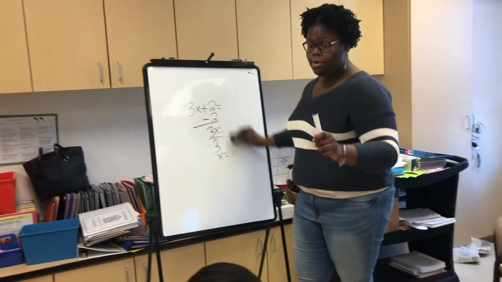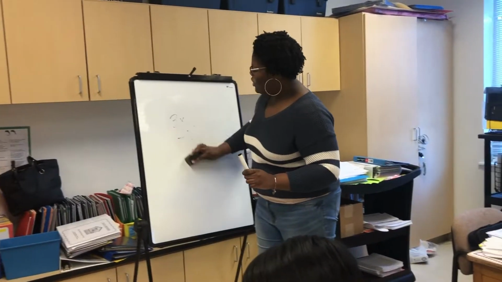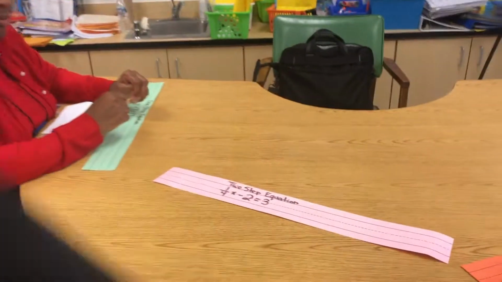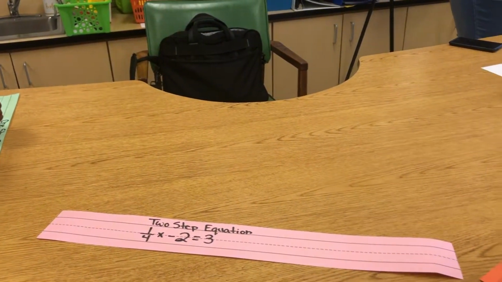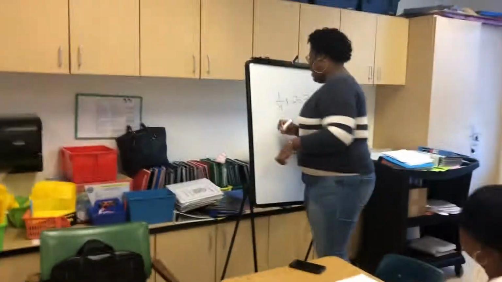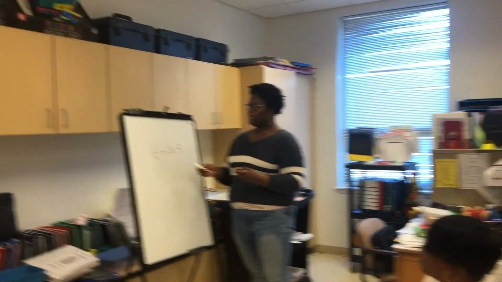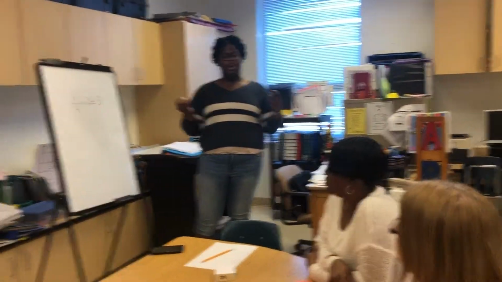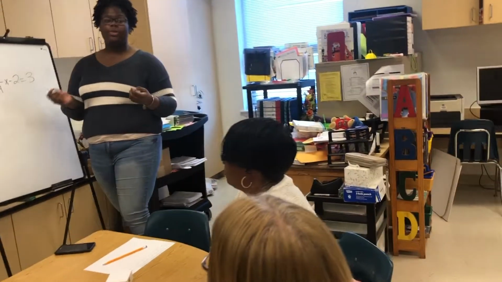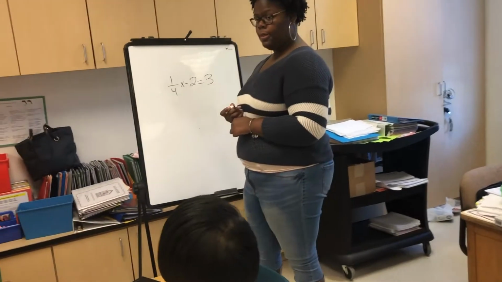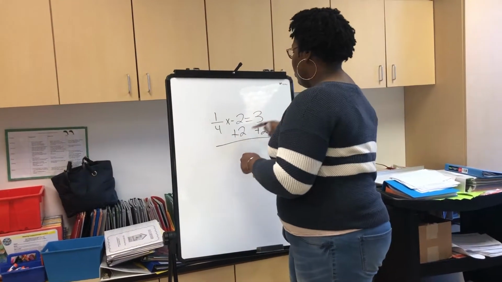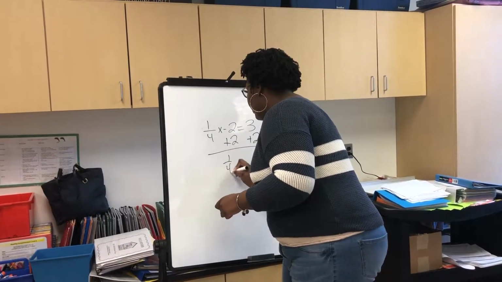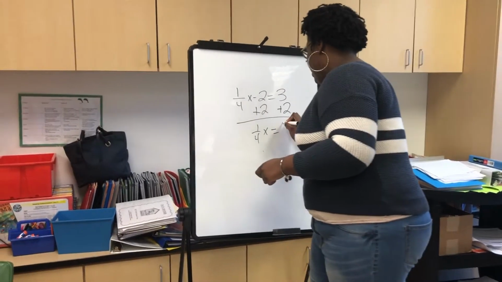We'll do one more example for you all. Who else has a two-step equation? I have a two-step equation. 1/4 x minus 2 equals 3. We want our variables on one side and our numbers on the other, so we start with addition and subtraction first. What would be our first step? Add 2, because we want all our numbers on one side. So we're left with 1/4 x is equal to 5.